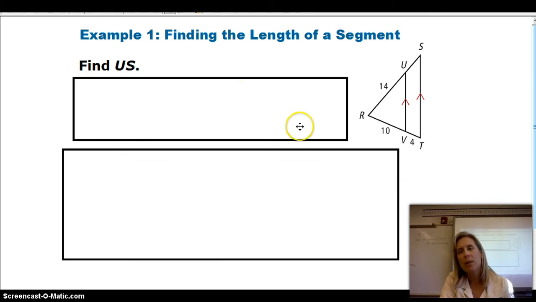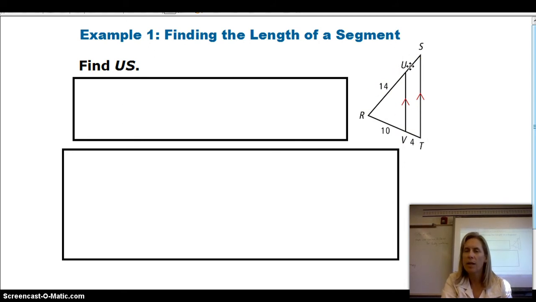Okay? So let's see if we can find the length of a segment, US. Raise your hand if you have a comment. Tell me how you can set this up, and there is more than one way to set it up. Like, I did 10 over 4 equals 14 over X. Good, so he's labeling this segment US X, and he's saying 10 over 4 would equal 14 over X. Can you set it up differently?